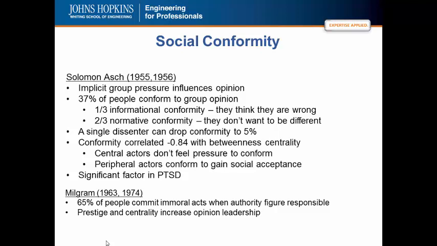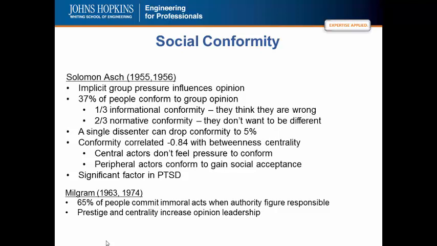He found in a series of studies that 37% of people conform to group opinion. Of the 37%, one third have what they call informational conformity. They think that whatever they are interpreting and seeing in the facts is wrong and everybody else must be right. Two thirds of the people that conform do it for normative conformity. They just don't want to be different.